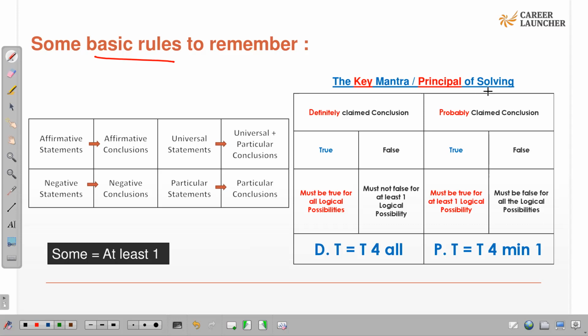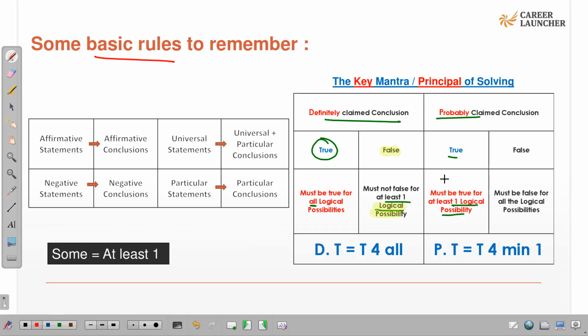The key mantra of solving syllogism my way is that if something is claimed to be definitely true, it needs to be true for all the logical possibilities. That means it must not be false for even one logical possibility, and hence today in the applicative class we will try and consider that one logical possibility where it will be false. If we are not able to falsify it, it's definitely going to be true. Otherwise, it's definitely a false statement. Something claimed as probably true, on the other hand, is true if there is one logical possibility that confirms it.